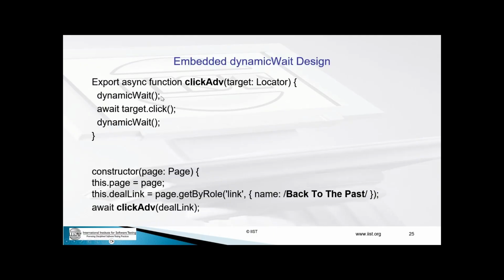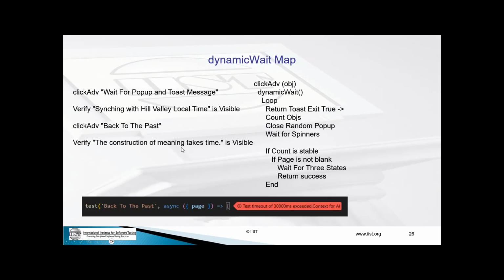So we do a dynamic wait first, then we perform the target click, and then we do a dynamic wait again. This basically puts 2 waits together each time you do a click, and it will be able to catch the validation of the toast message, even if it exits out quickly. So there we go. I'm going to do a click advance to do these two items over here.